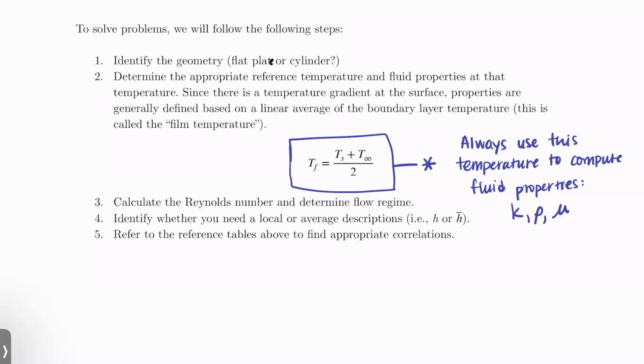All right, then, once you have the Reynolds number and you know what flow regime you're in, then you want to identify whether you need a local or an average description of the convective heat transfer coefficient. So do you want h or do you want h bar? All right, so the problem should give you cues to which one you should need. If you're looking for something at a specific location, then you'll just want h. If you want to know something more global about the heat transfer, you would need h bar.